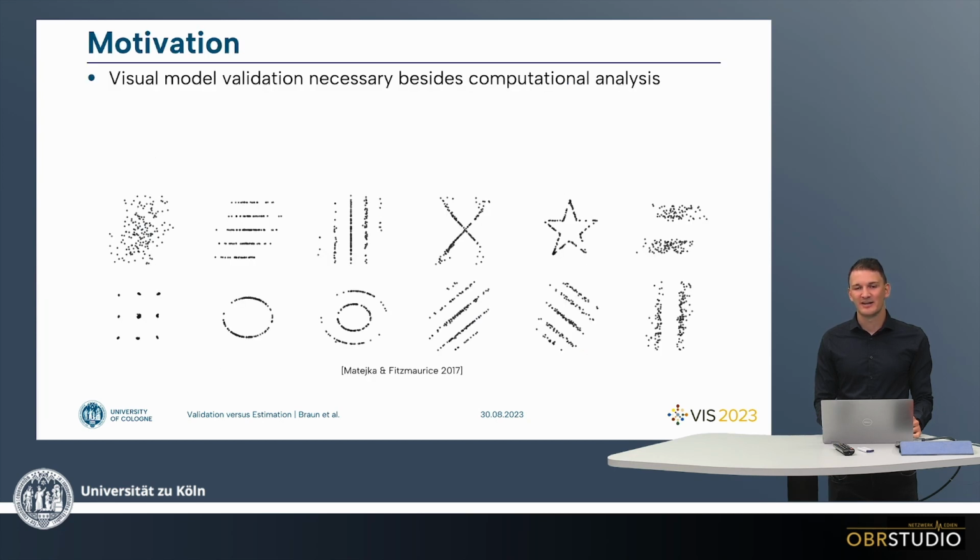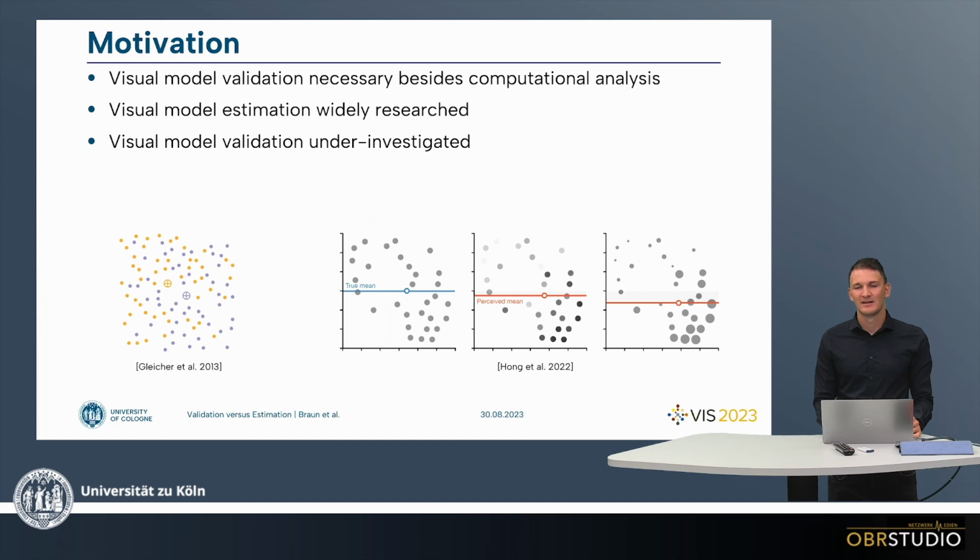Validation is an essential part of building regression models. Often, statistical analysis alone is not sufficient to validate model results, and visual testing is needed. Examples are the dinosaur datasets or Simpson's paradox. While in the past the visual model estimation has been widely researched, visual model validation remains under-investigated.